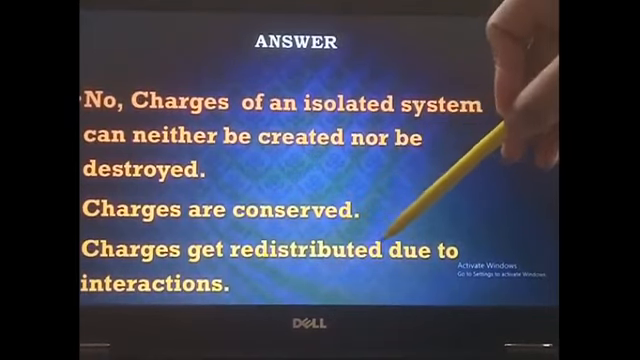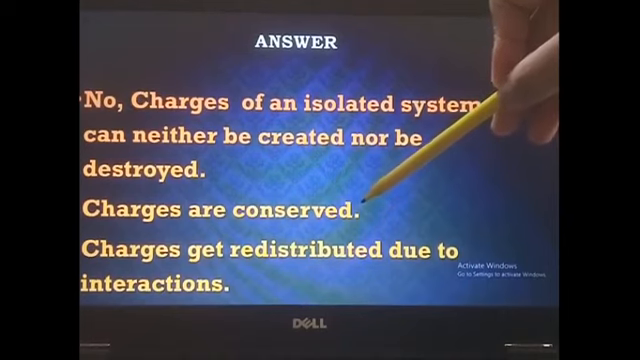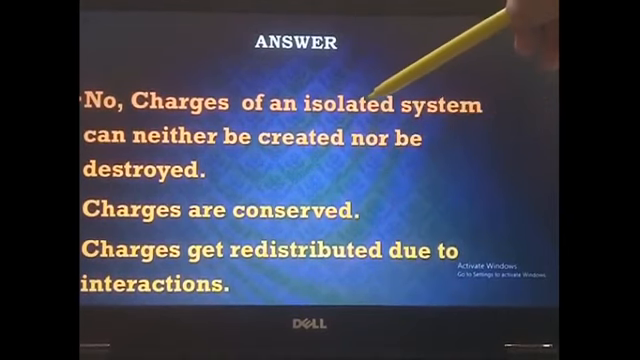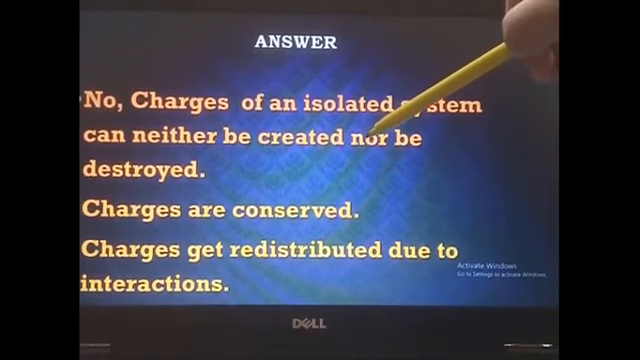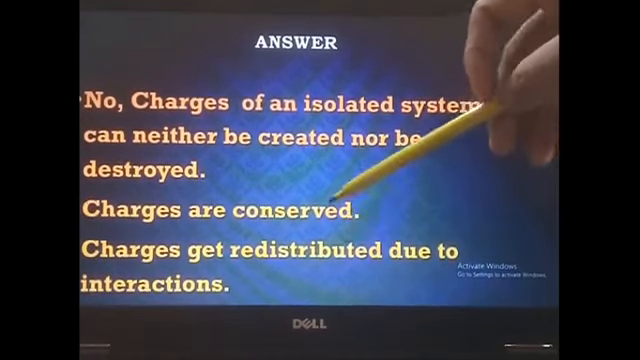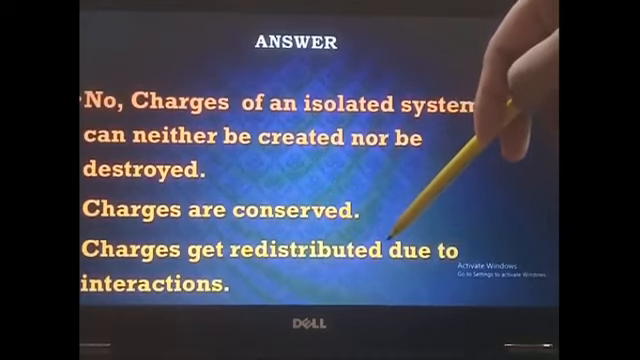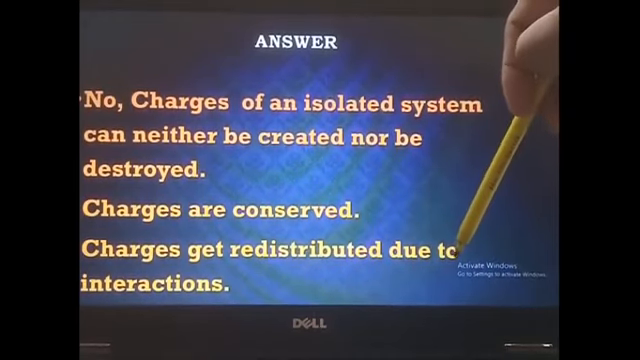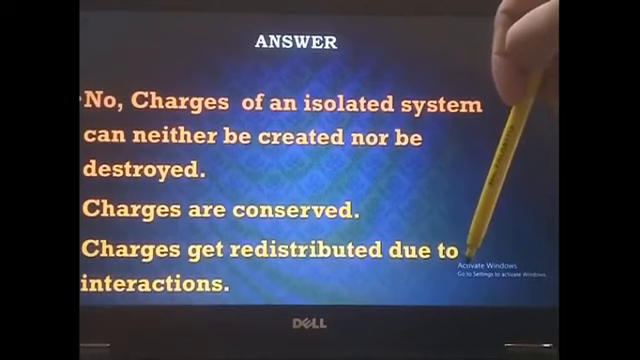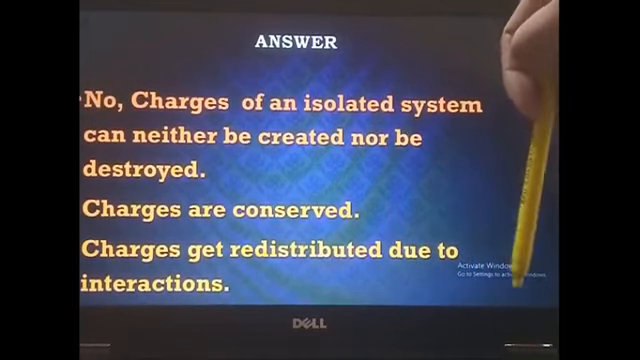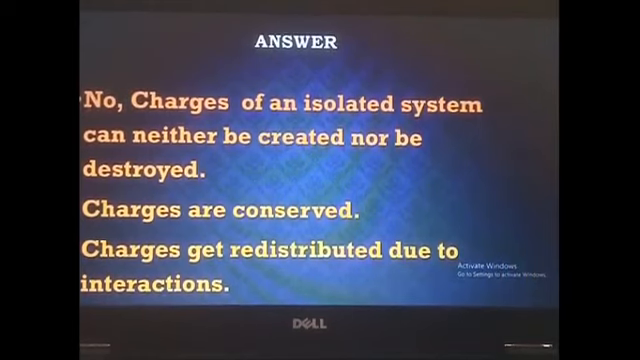They get redistributed. Conservation means the total charge of an isolated system will be the same, and the charges get redistributed due to the interaction between the types of charges. So only redistribution happens and not the destruction or creation of any charge. But this was the thing about the isolated system. When we talk about the individual charged particles, yes, we can create charged particles as well as we can destroy charge on a material.